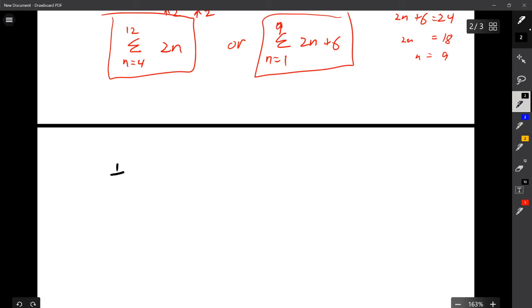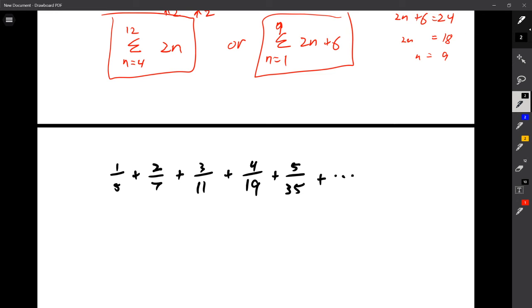1/5 plus 2/7 plus 3/11 plus 4/19 plus 5/35 plus dot, dot, dot. That means it goes on forever. So we're going to have a to infinity and beyond. All right, let's look for a pattern.